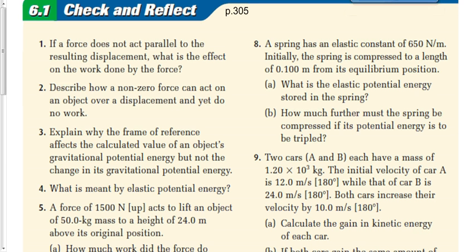Homework from last night, page 305. We want to go over two questions, number 3 and 10, starting with number 3. Explain why the frame of reference affects the calculated value of an object's gravitational potential energy, but not the change in its gravitational potential energy.